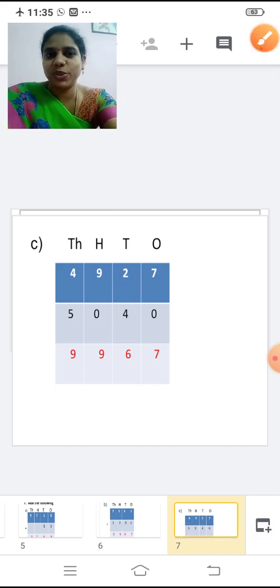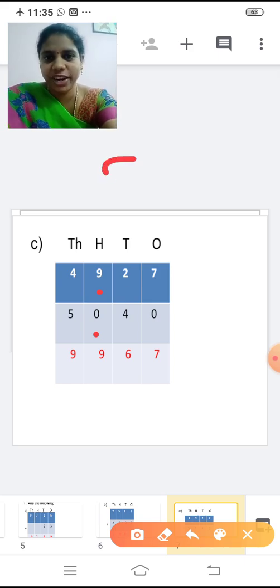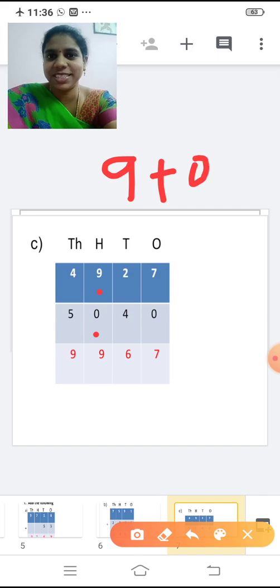Next we have to move on to the hundreds place, isn't it? Now we'll move on to the hundreds place. So here also when you add 0 to any number, the number will be unchanged, right? So 9 plus 0, the answer is 9. So write 9 below the hundreds place.